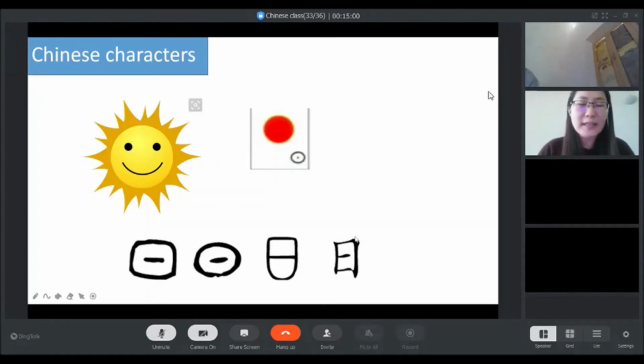This is a Chinese character, 日. This expresses the meaning of sun. We write like this. It comes from the picture of the sun. It's a circle and a dot. Then it changed to be this, and now we use this one. This is the word we use nowadays.